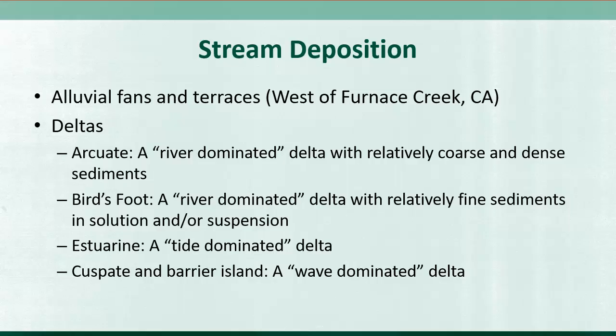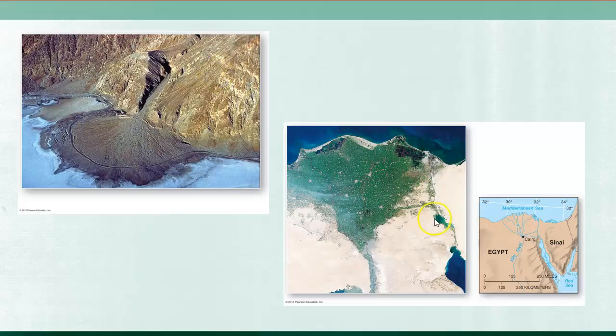And there are a bunch of different types of deltas, including those that have perfect arc shapes, those that have little what are called bird's feet, and also rivers and streams that don't really have a delta so much as an estuary because the tide rinses material out. And then finally, there's something called a cuspate barrier island. Here are a couple of images of them.